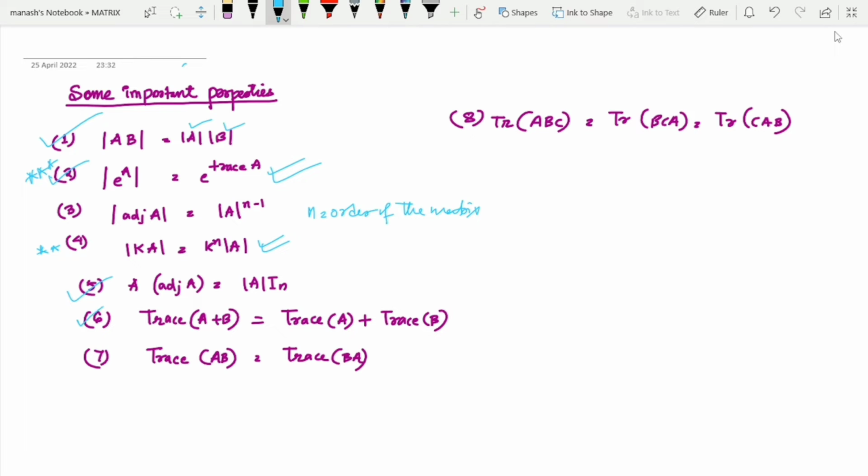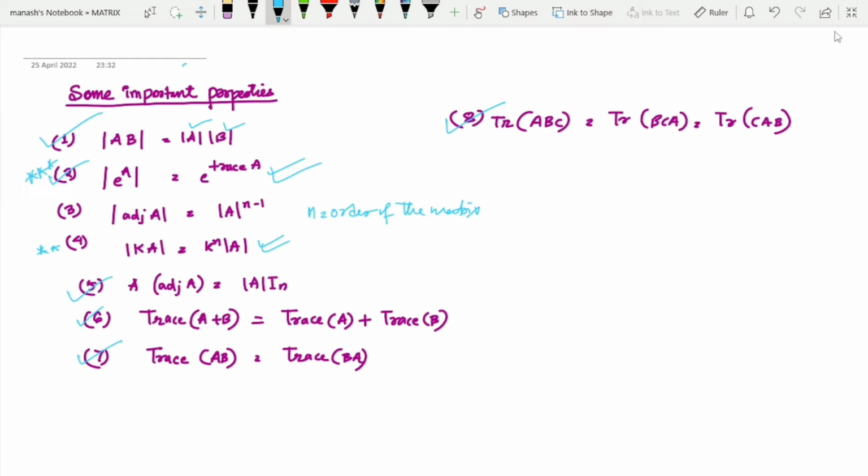Sixth one is pretty simple. It is the trace of matrix A plus B. You can use the distributive property, that is trace of A plus trace of B. Seventh one is like the commutative property, that is the trace of the multiplication of two matrices is equal to the trace of the multiplication of the same two matrices in the other order, that is trace of AB is equal to trace of BA.